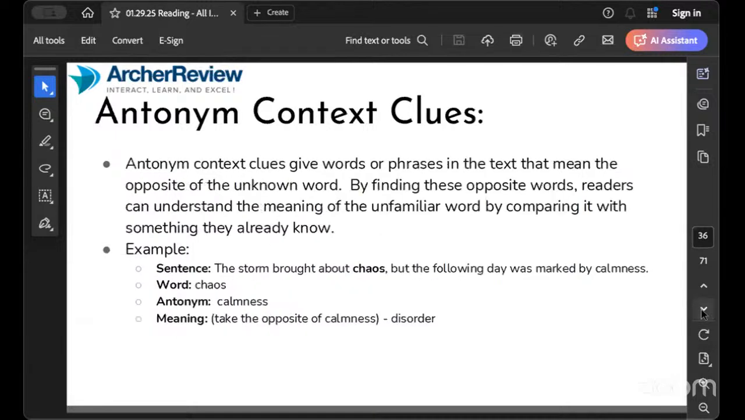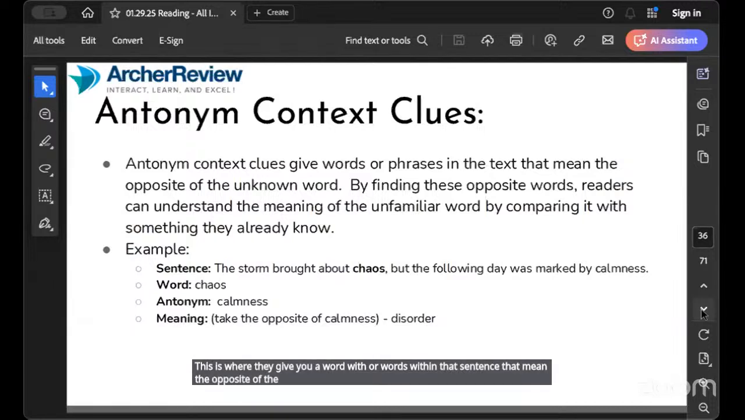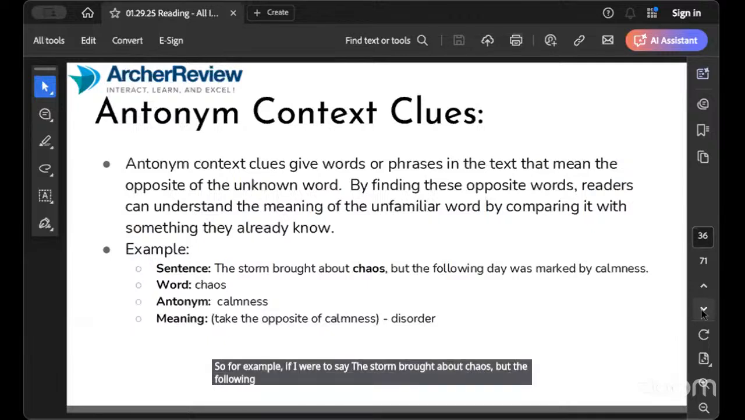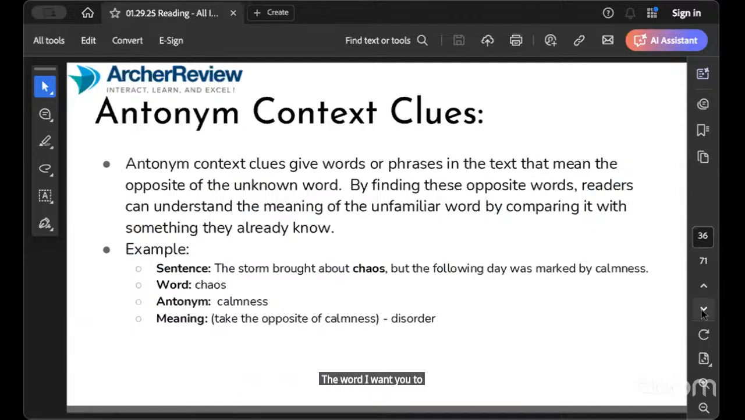But flip that upside down. Antonym context clues. An antonym is a word that means the opposite. This is where they give you a word or words within that sentence that mean the opposite of the word you're trying to determine the meaning of. For example, if I were to say, the storm brought about chaos, but the following day was marked by calmness, the word I want you to assess is chaos.